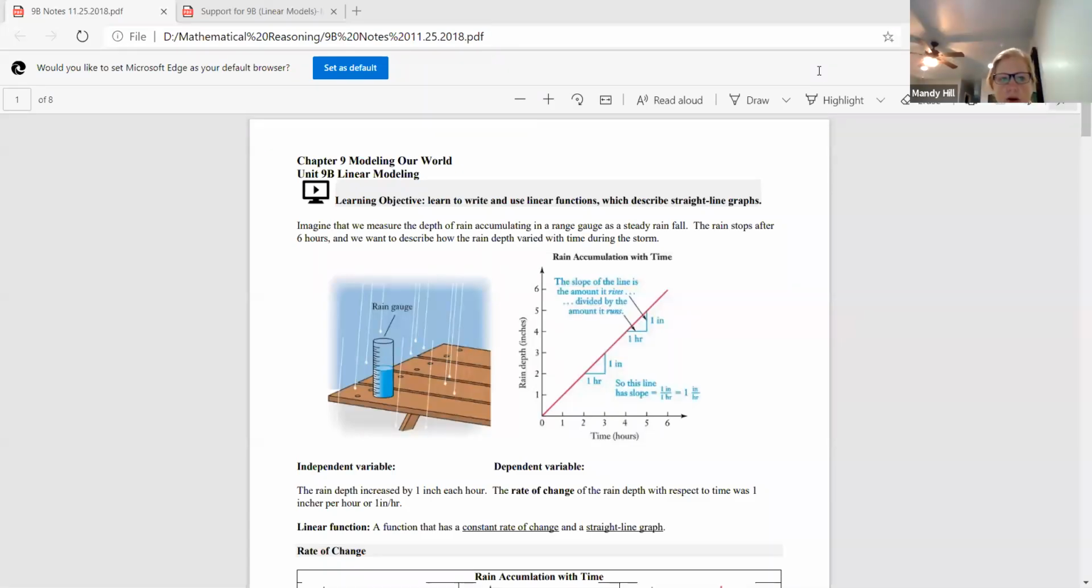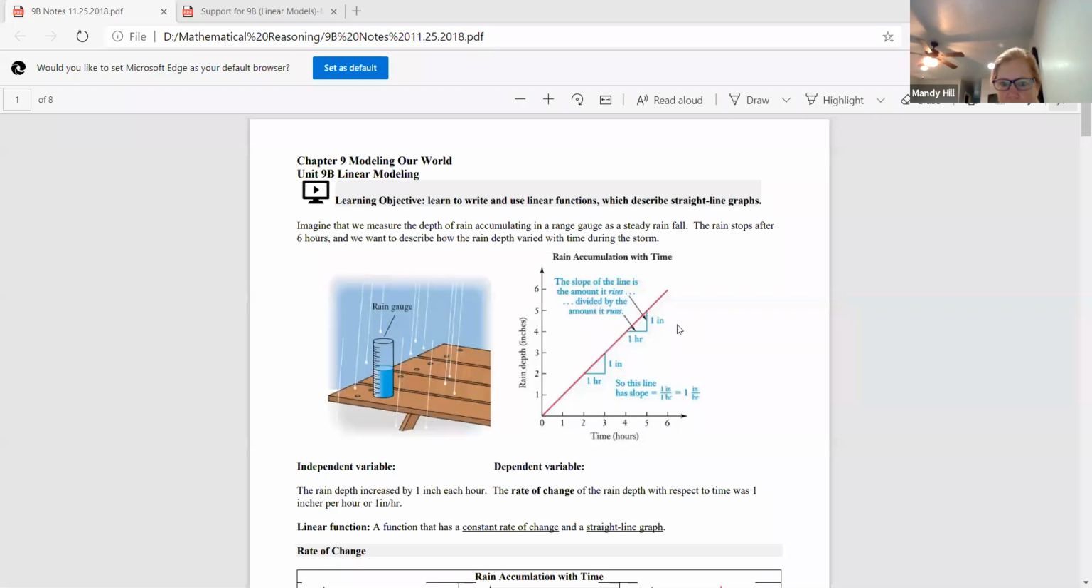Okay, today we're going to be talking about Chapter 9, Modeling Our World, which is going to get into linear modeling. And basically all linear modeling means is that when you plot all the points in your data, they come really, really close to making a straight line, and you can use that to make predictions about what is about to happen.